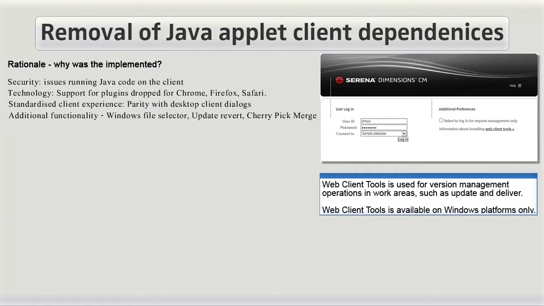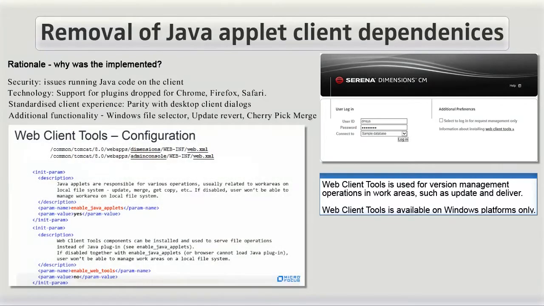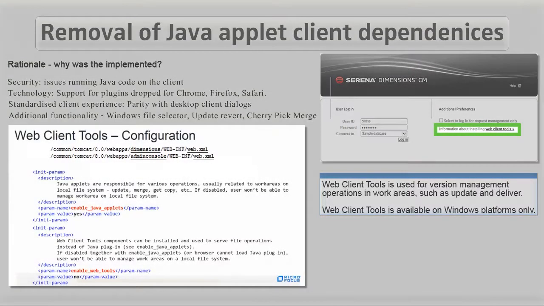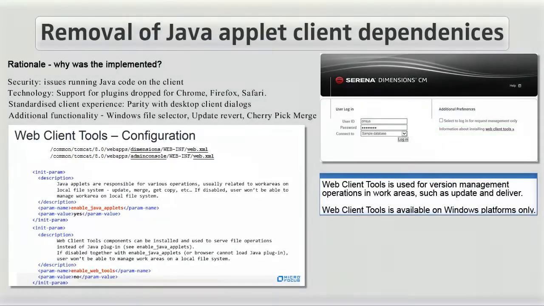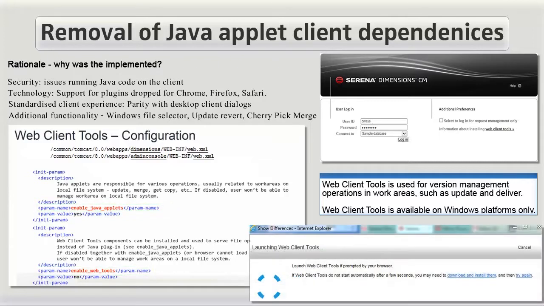The web client tools are disabled by default, but can be enabled by configuring the web.xml file on the server and installing the tools on the client. The web.xml file controls the applet behavior from two settings: enable Java applets and enable web tools. If no Java is available and the web client tools have not been installed, then you will be prompted at the relevant time to download the web client tools from the client.